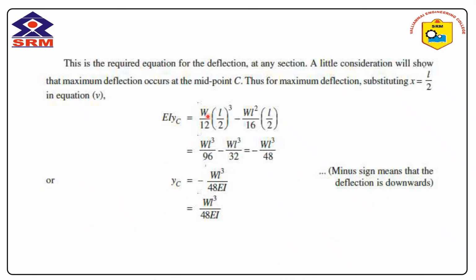Once you substitute x equal to L by 2 in the above equation, we get the deflection equal to WL cubed by 48 EI. This negative sign indicates the deflection is in the downward direction. So for the simply supported beam with a central point load, the deflection is WL cubed by 48 EI and the slope is WL squared by 16 EI.